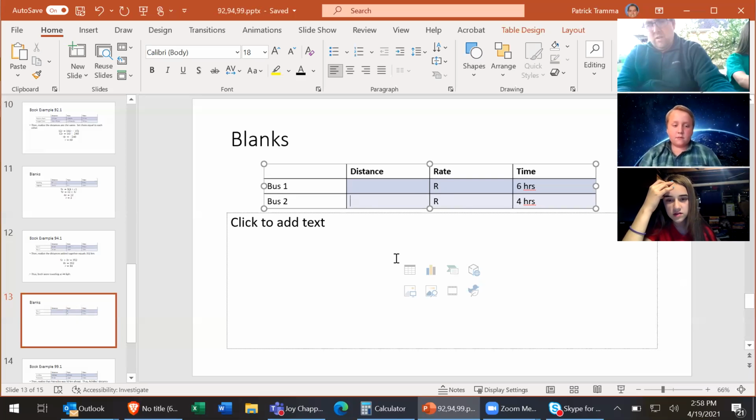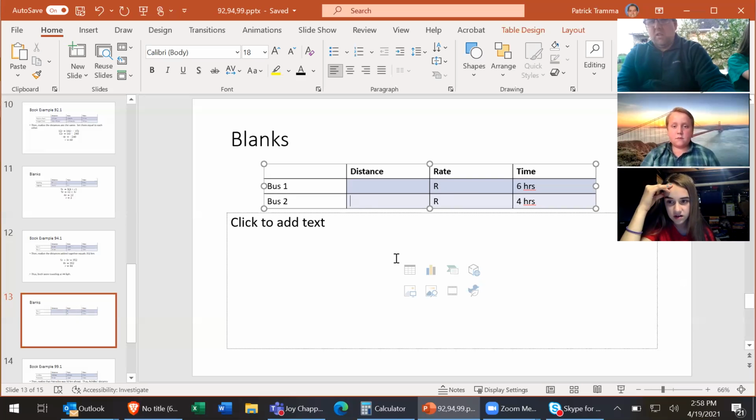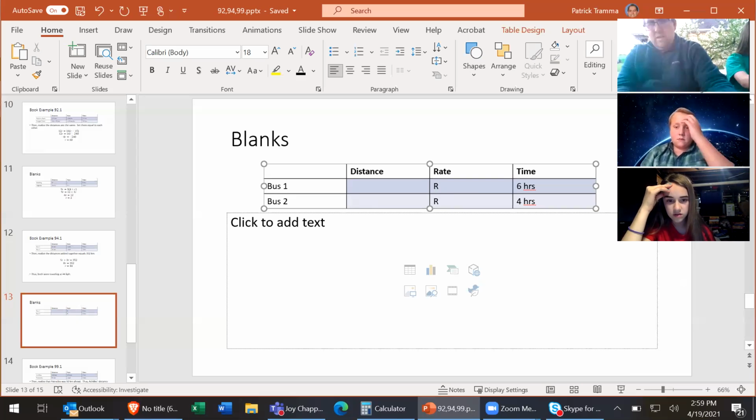Wait, no, because what we did last time was the rate was like R plus 6 or R plus 9. All you do is just multiply the time times the rate. So what do you get? Yeah, so 4R for bus 2 and 6R for bus 1.